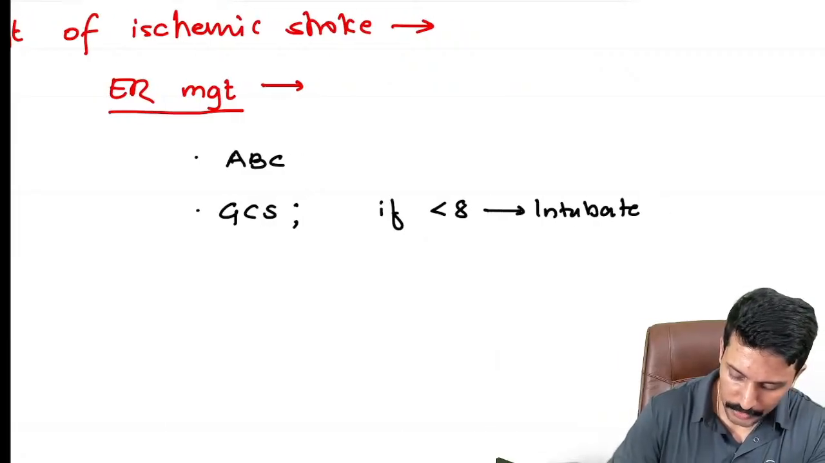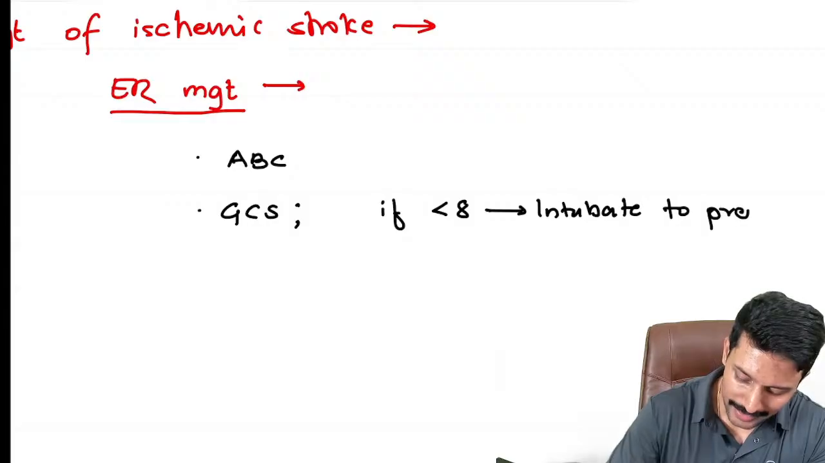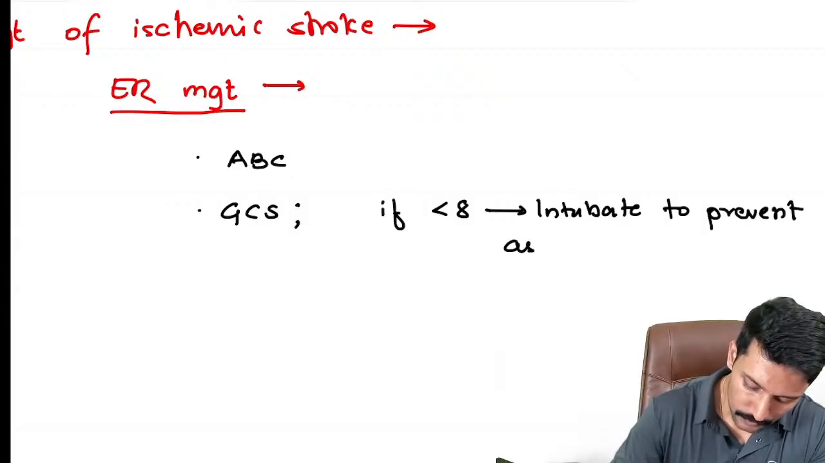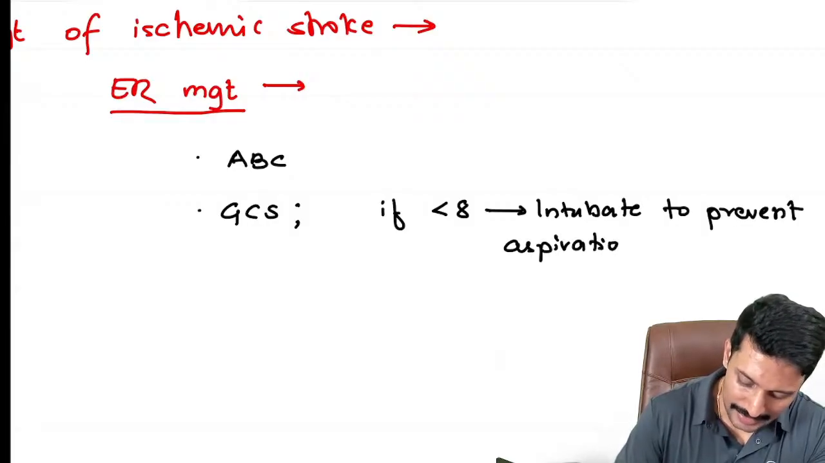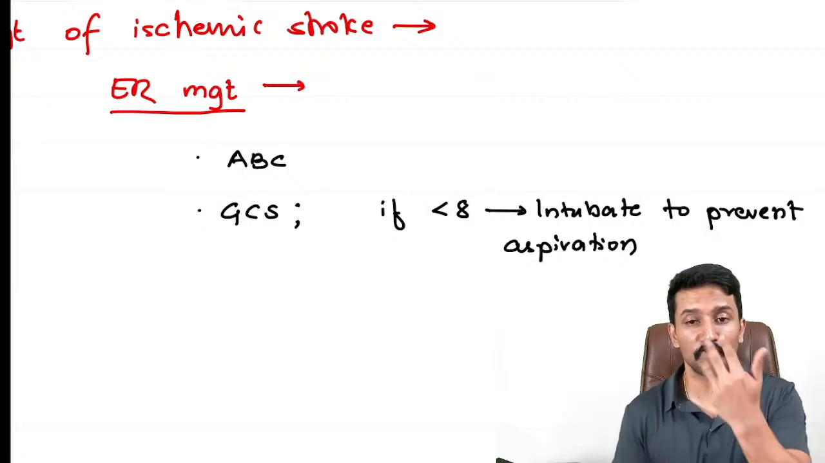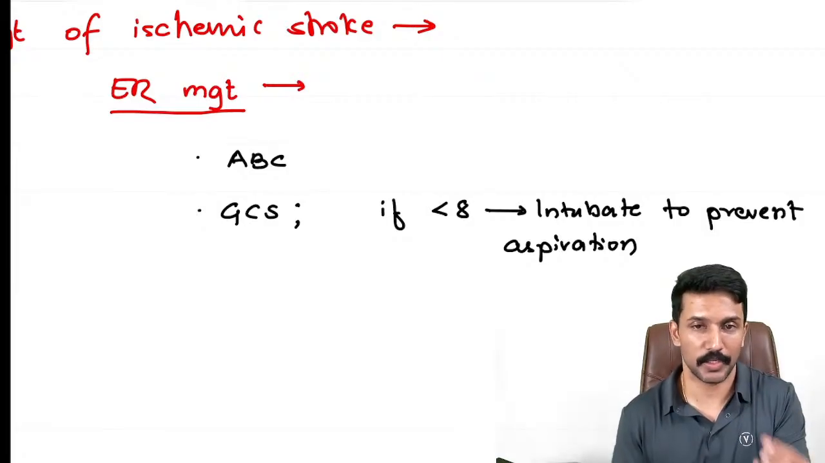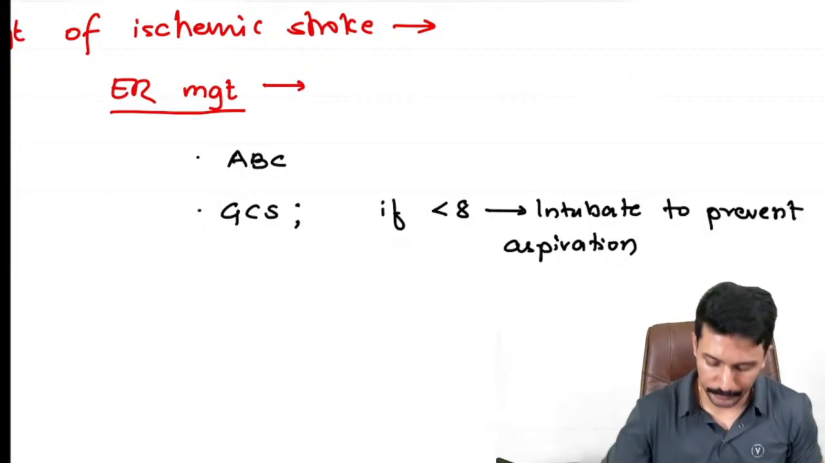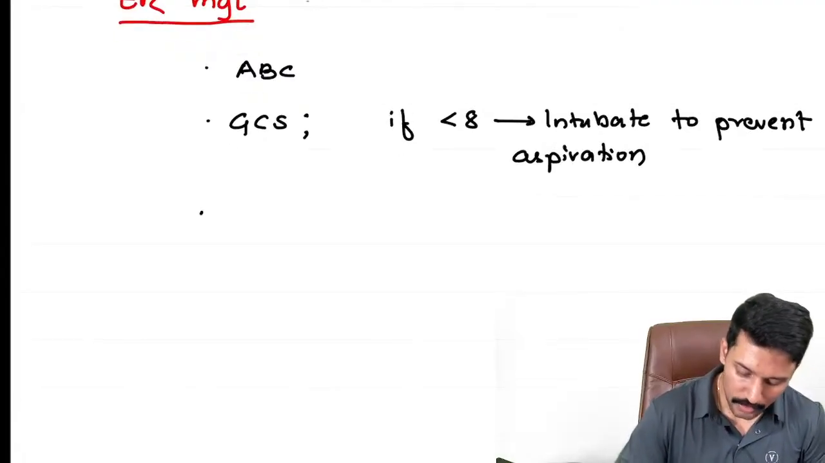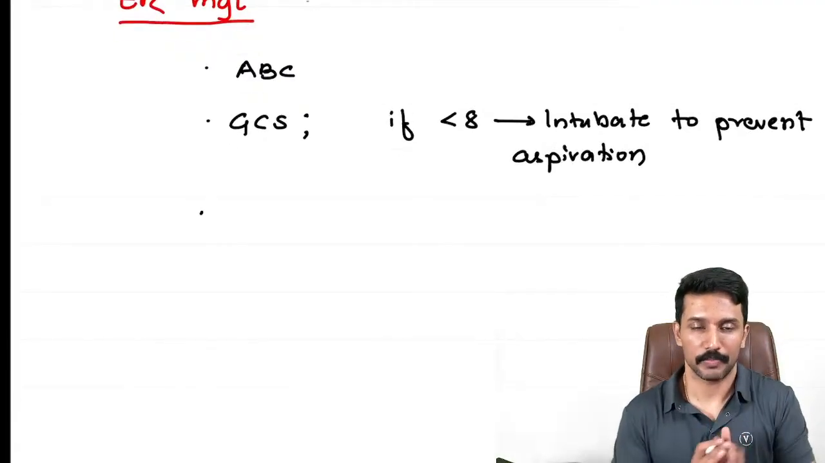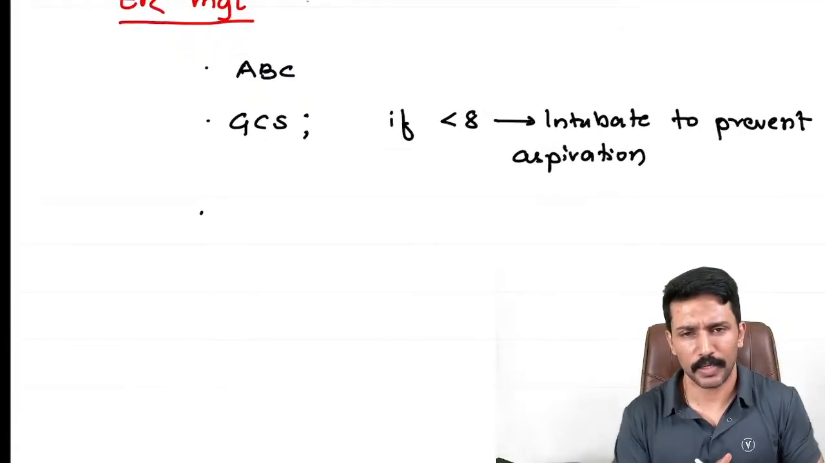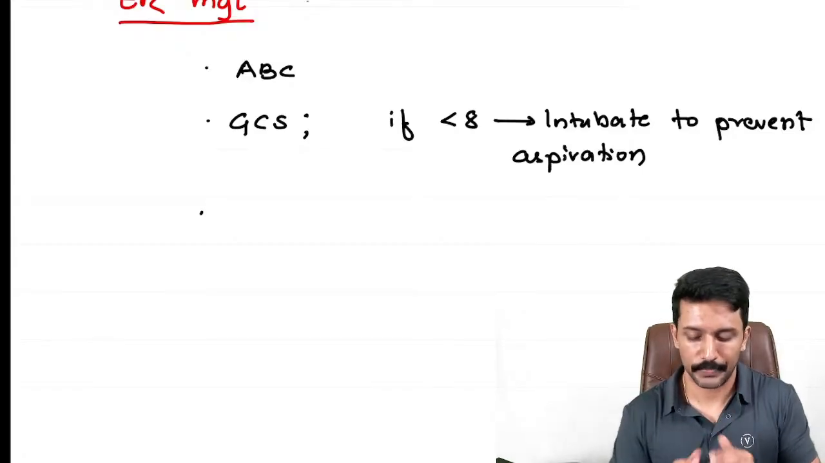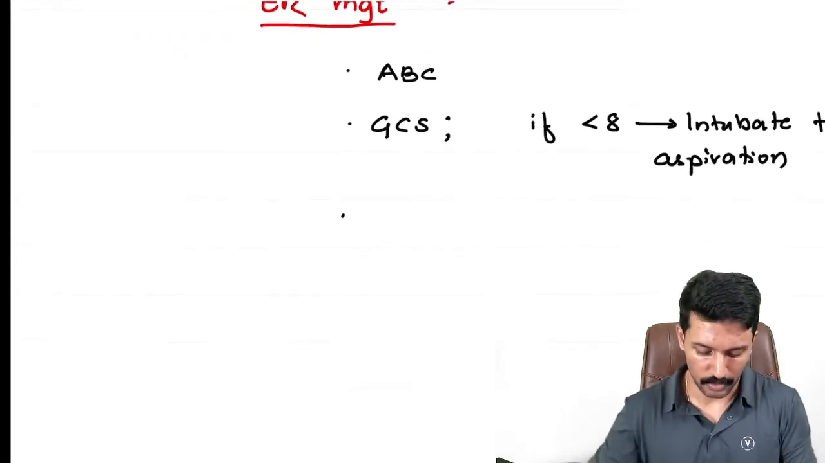Why are we intubating the patient? To prevent aspiration. Low GCS means they have inability to swallow the secretions or spit them out, so they can aspirate and develop aspiration pneumonia. To prevent that, we have to intubate. Then the third thing is we have to take a call about the BP management. And this is where in the offline classes, a lot of the students were confused. So let me clarify that one more time.